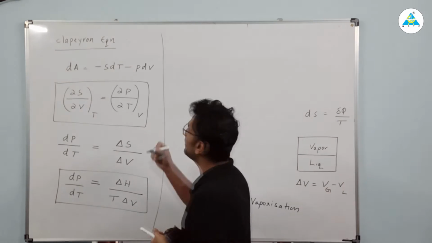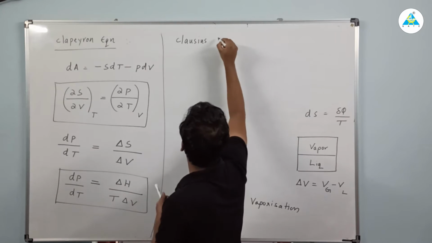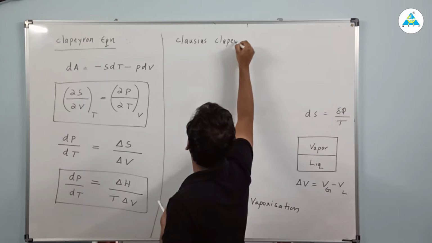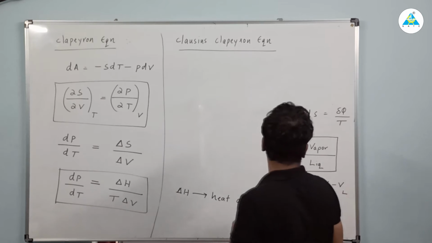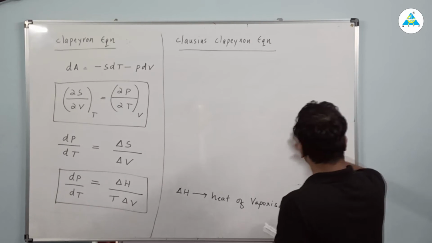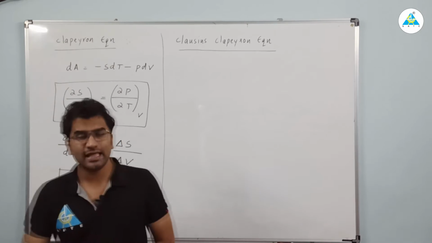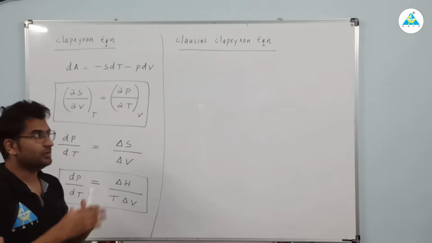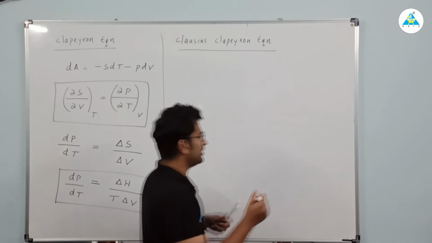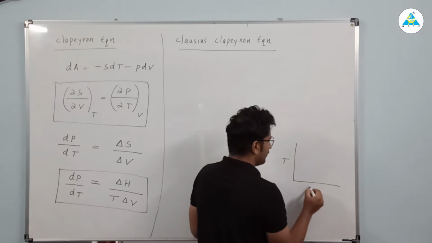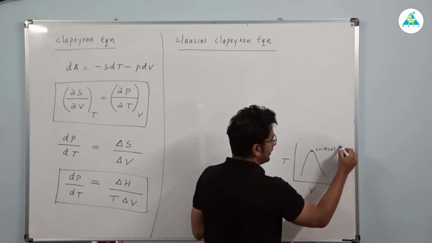Now we have the second type of relation, that is the Clausius-Clapeyron equation. So we are moving to our second equation, the Clausius-Clapeyron equation. Now, what is the speciality of Clausius-Clapeyron? It's very simple, the same thing. In the same equation, what we are saying is, if we are not so close to our critical point, what is the meaning of critical point? This is the critical point on the temperature volume diagram. This point is your critical point.